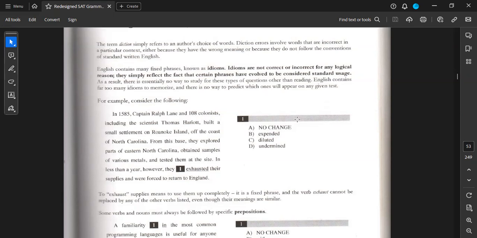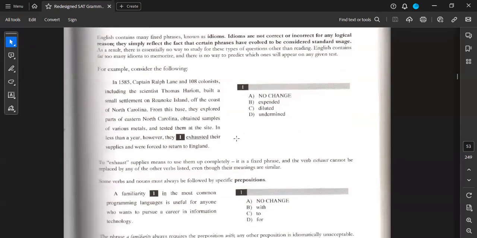But in this particular case, what was happening is these guys, in less than a year, used up all their supplies and they were forced to go back home, to return to England, because they exhausted all their supplies. So they did not make their supplies less effective, but basically they used up all their supplies, which means the same as exhausted in this context. Exhausted means fatigue in a whole different context. But let's look at a different example just to try to get a better understanding of this chapter.